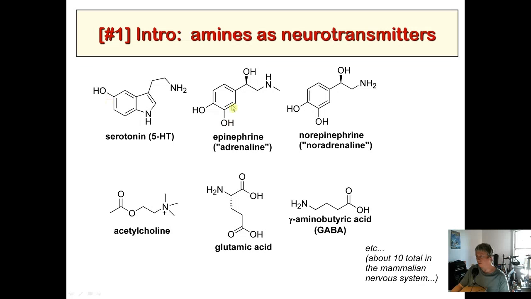Epinephrine, or adrenaline, is a benzene, 2 carbons, and a nitrogen, plus a couple other things. Norepinephrine, or noradrenaline, is the same thing, except it lacks the methyl group. Acetylcholine is this molecule with a positively charged nitrogen in it. Glutamic acid is an amino acid, but it's also used as a neurotransmitter in our body. Gamma aminobutyric acid, GABA, is also a different neurotransmitter. So there are about 10 different molecules in the mammalian nervous system that are used as neurotransmitters.